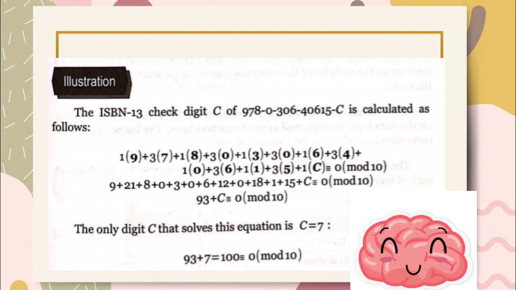Then add all the outcome values. So, it equals 93 plus C congruent to 0 modulo 10. The only digit C that solves this equation is C equals 7. So, substitute the C with 7. 93 plus 7 is equal to 100, where 100 is congruent to 0 modulo 10.